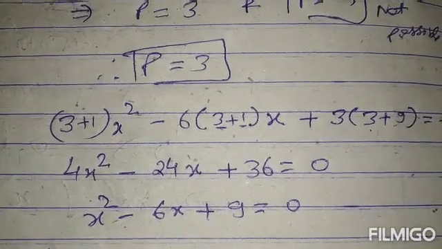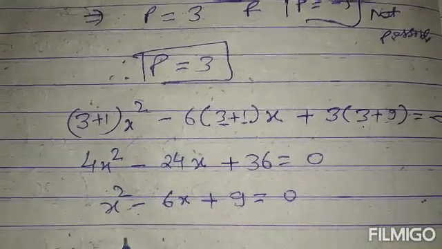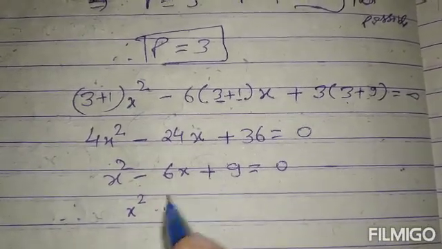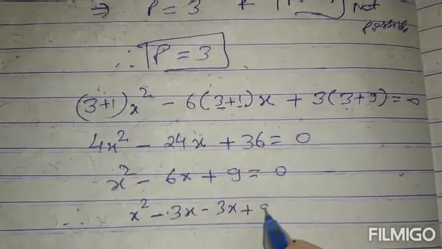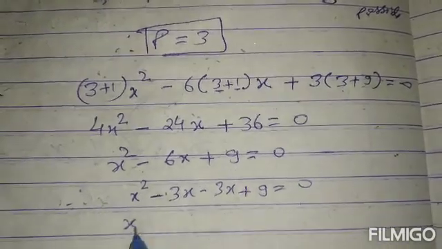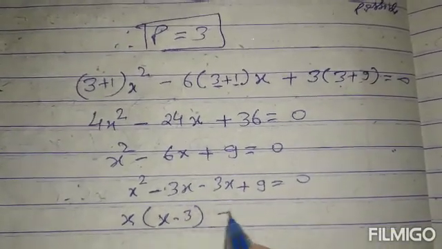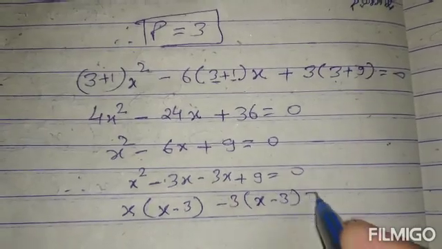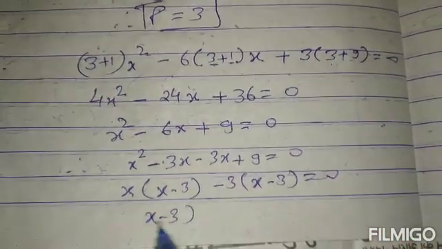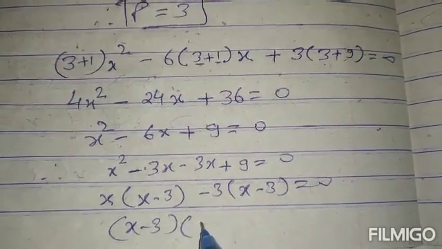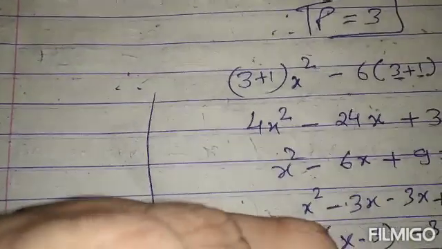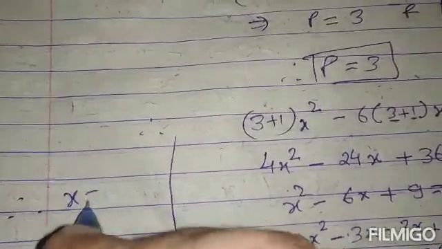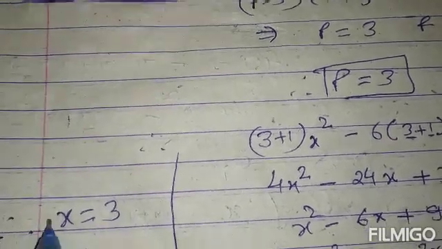Therefore this can be written as x square minus 3x minus 3x plus 9 equals 0. x minus 3 is common, so x minus 3 equals 0. Therefore (x minus 3) into (x minus 3) equals 0. Therefore the value of x is 3.